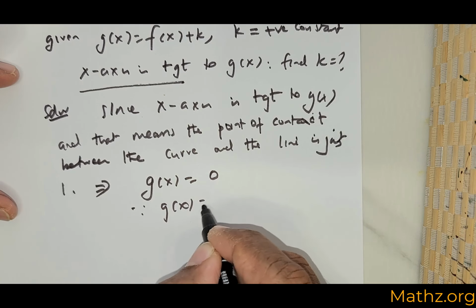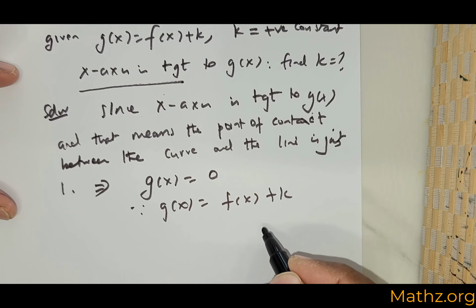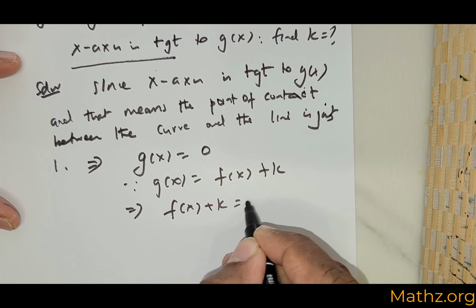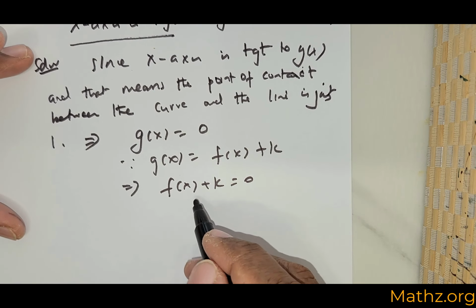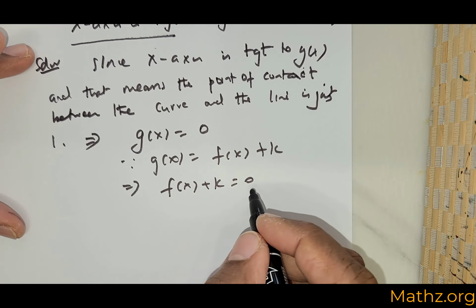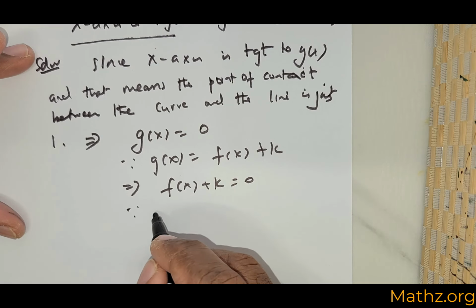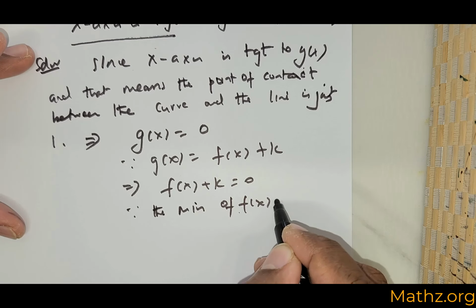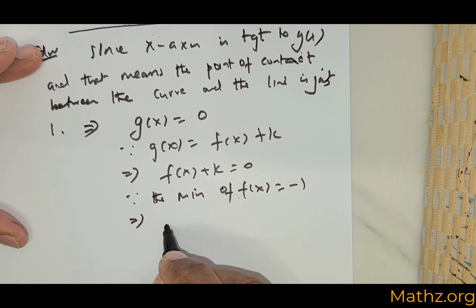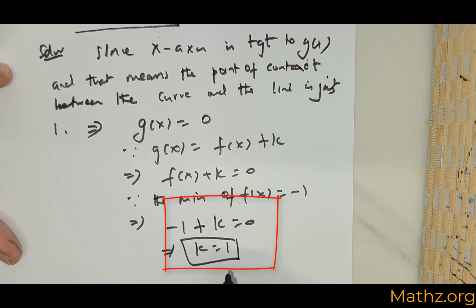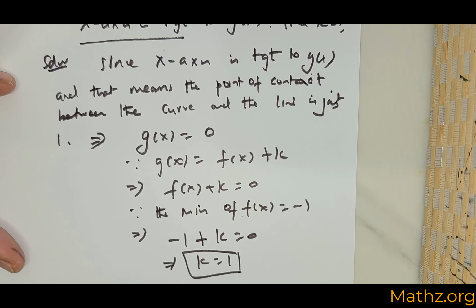Now since g(x) is equal to f(x) plus k, this means f(x) plus k is equal to 0. Now from the previous working we know that f(x) takes a minimum value of negative 1. Since the minimum of f(x) is negative 1, this would mean negative 1 plus k is equal to 0. This in turn would mean k is equal to 1. So that is the solution for this part of the question.